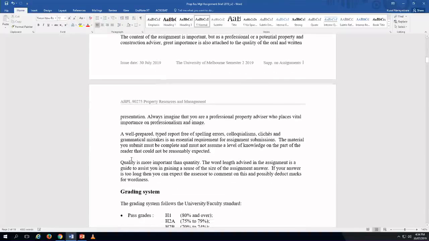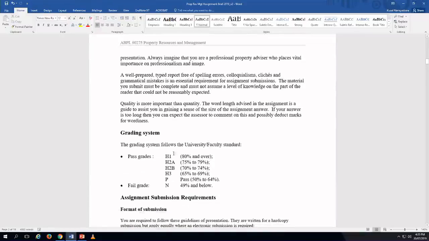Right. A well-prepared typed report, free of spelling errors, that's what I mean. Avoiding grammatical mistakes is an essential requirement of assignment submission. Fine. The material you submit must be complete and must not assume a level of knowledge on the part of the reader that could not be reasonably expected. You are presenting this report to a person who has no understanding of the financial or property valuation or investment details. So explain. What does that mean? What do these figures mean?